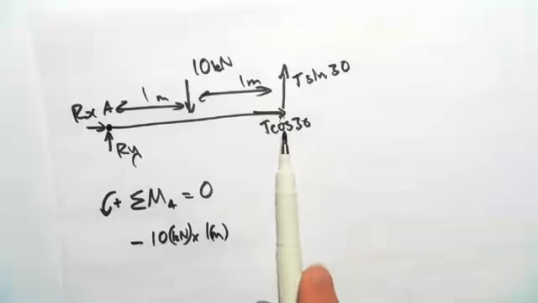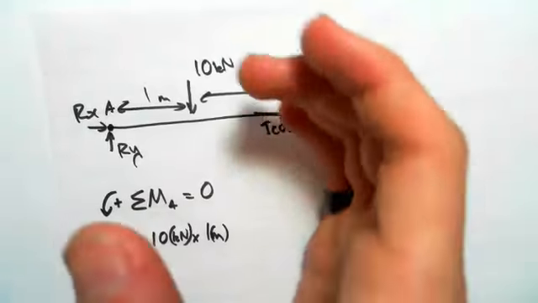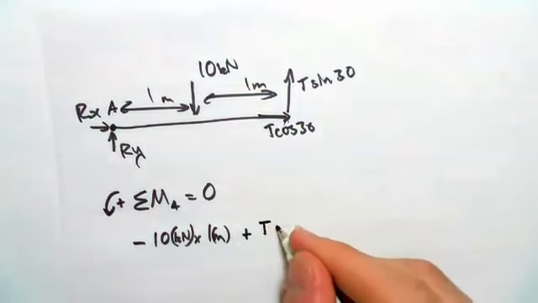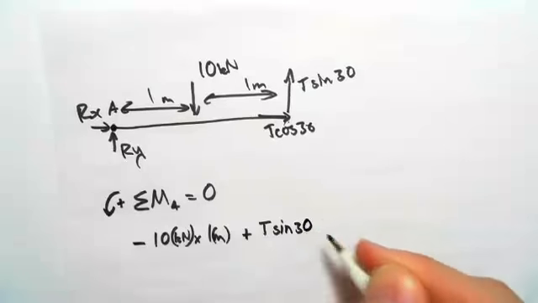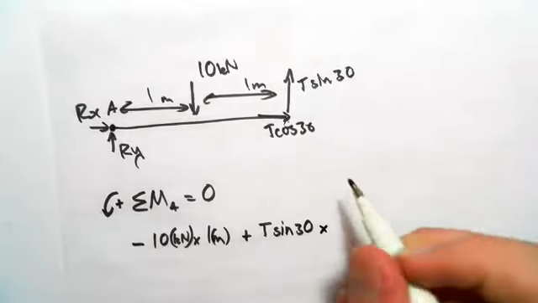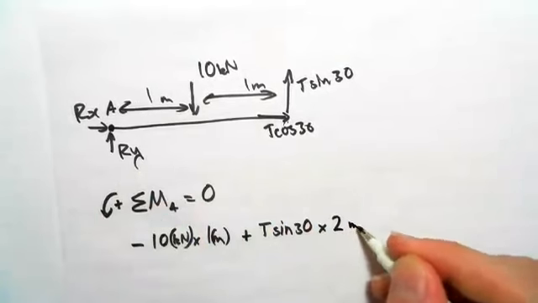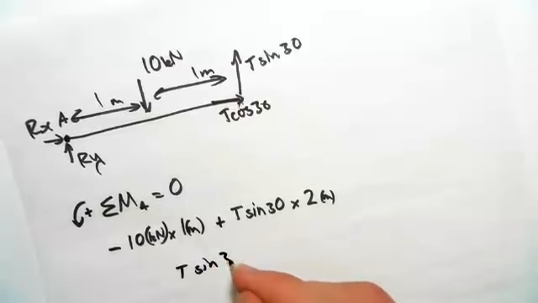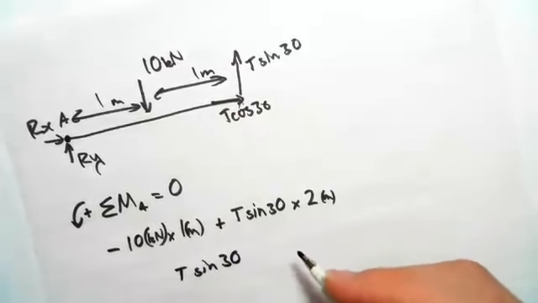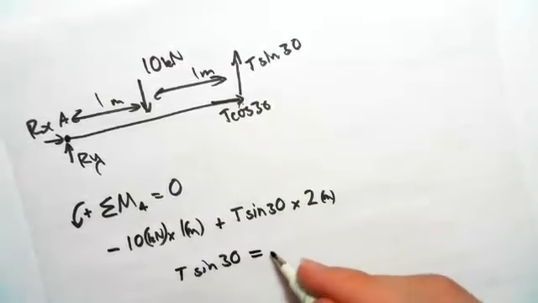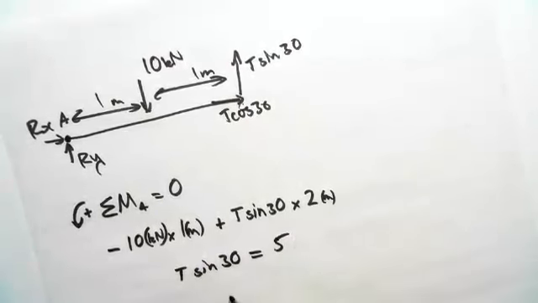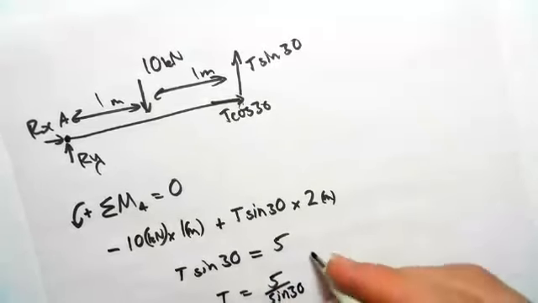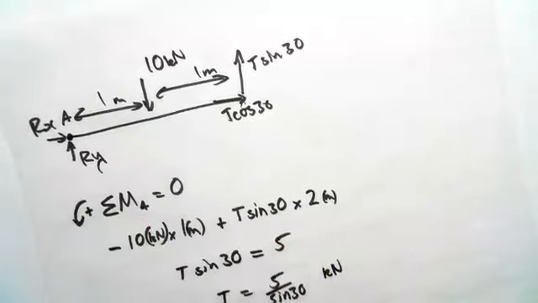And then this T component is causing a positive moment because it's going anti-clockwise. So we do plus T sine 30, which is the force, times the distance to the point, which is 2 meters. So then T sine 30 equals 5, and T equals 5 on sine 30 kilonewtons, because we had kilonewtons for this 10.